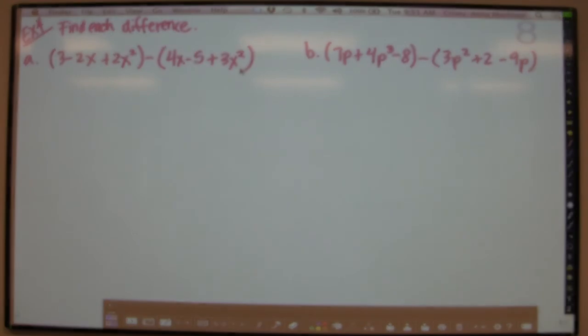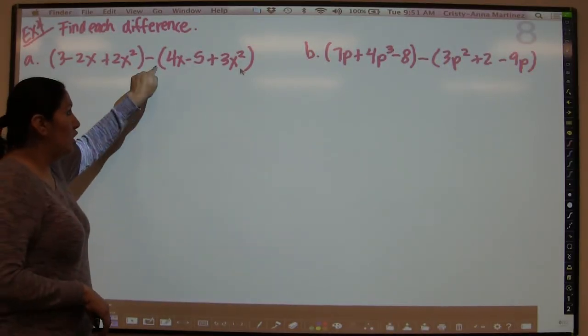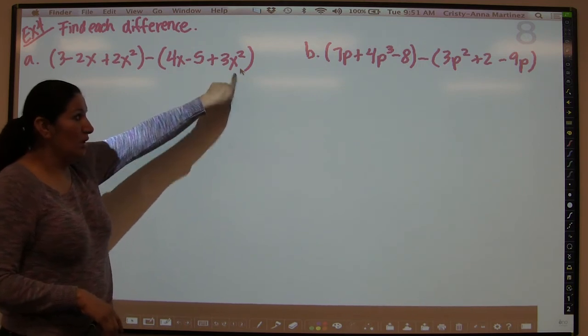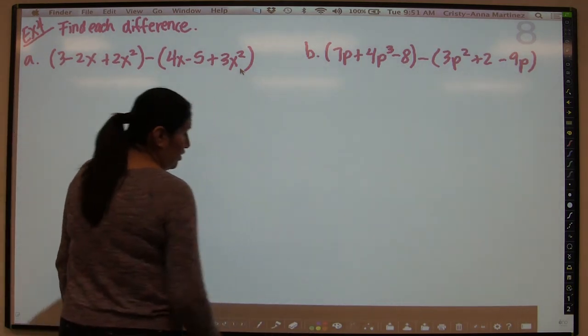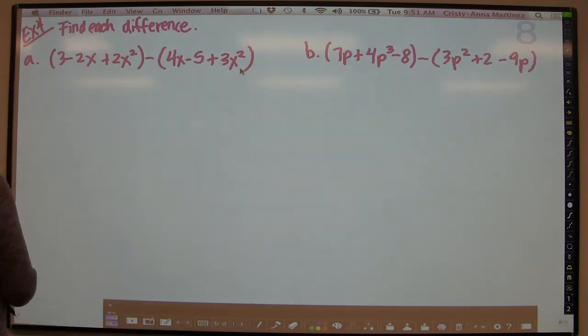The only thing you have to be careful with subtraction is that you distribute the negative to all of the terms. That's the only thing that students forget to do all the time. But you're not going to do that because you're going to be really cool about it. All right, so here we go.